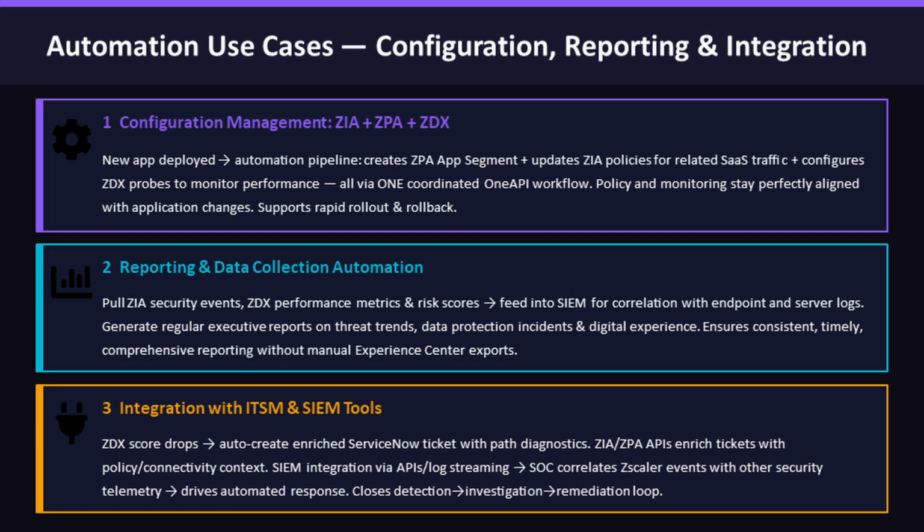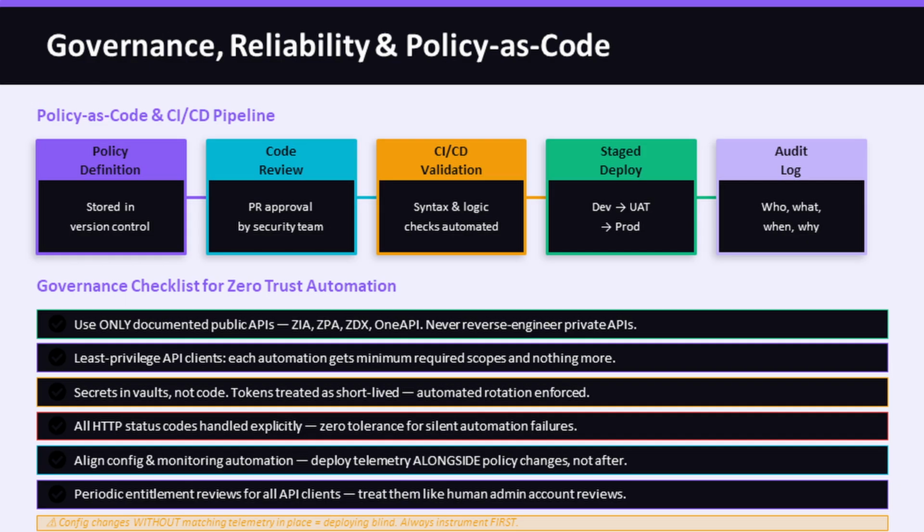On the SIEM side, log streaming and API integrations give SOC analysts a unified view of Zscaler events alongside endpoint and infrastructure telemetry, enabling automated response playbooks. This is the pattern that reduces mean time to resolution from hours to minutes. Governance is what keeps automation safe at scale. Without it, automation can create exactly the kind of configuration drift and security gaps it was supposed to prevent.